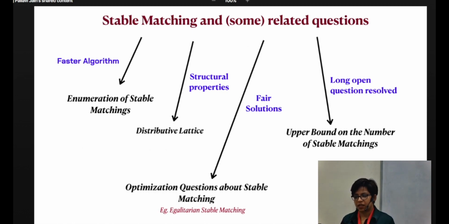And of course, I already said it, Pallavi will actually talk about one such fairness notion, egalitarian stable matching, in the afternoon talks.